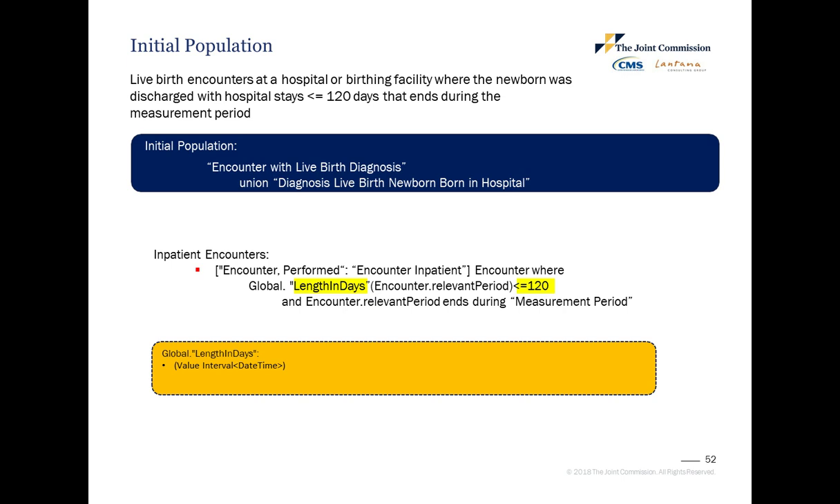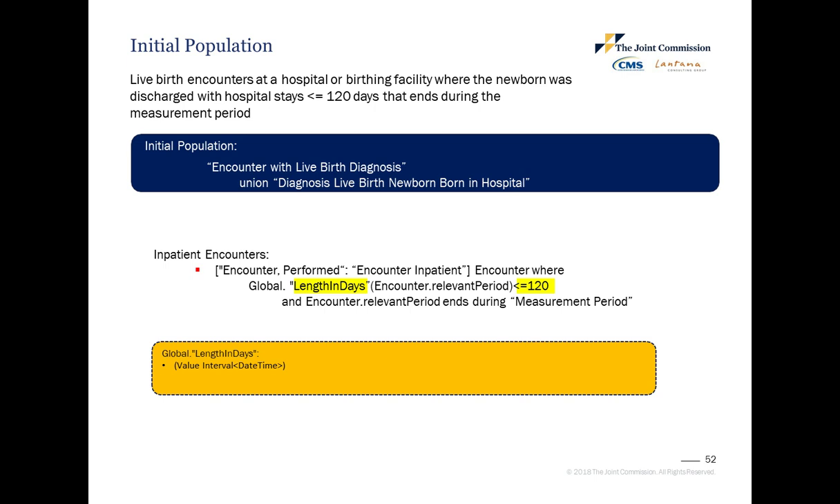We're now on slide 52, and on the second line of logic, you see that global precedes length in days. And this is because this function is located in the Measure Authoring Tool's Global Common Functions library instead of the Measure library, and is referred to as a global function. Using the Global Common Library helps maintain consistency across measure specifications when measures are assessing the same thing, like length in days of an encounter. The alias global is used to pull the logic from the Measure Authoring Tool Global Common Functions library.